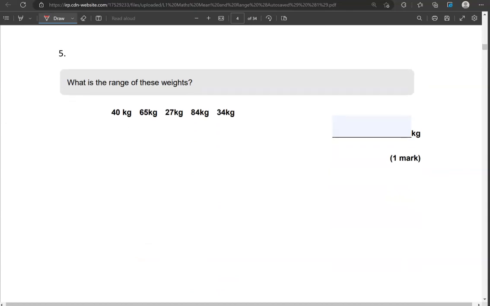What is the range of these weights? So 40 kilograms, 65 kilograms, 27 kilograms, 84 kilograms, and 34 kilograms. What's the highest? That is 84, and the lowest is 27. So we need to take away 7 from the 4, which means we've got to borrow 1 from the 8. So this becomes 14. 14 take away 7 gives us 7. 7 take away 2 gives us 5. So the range is 57 kilograms.